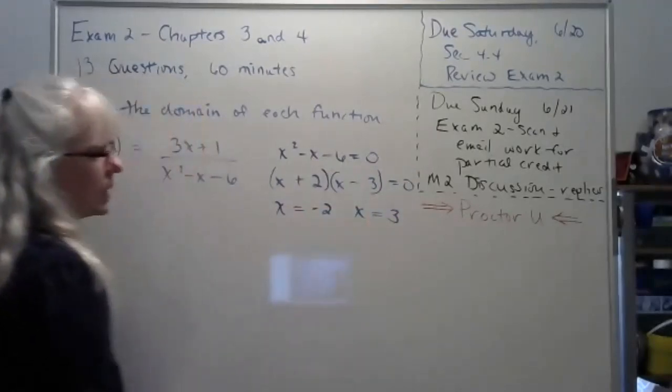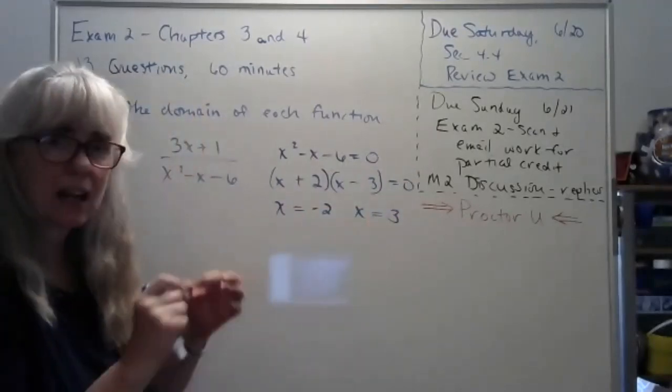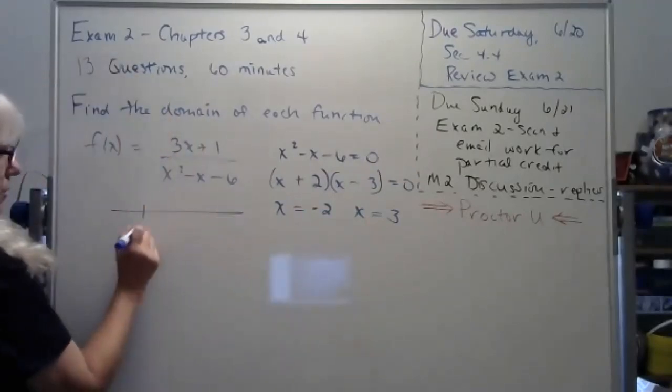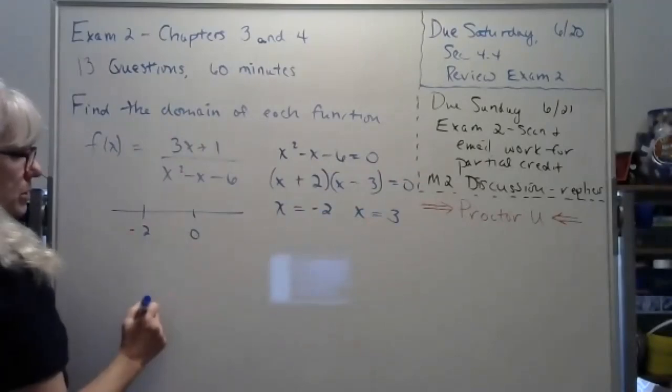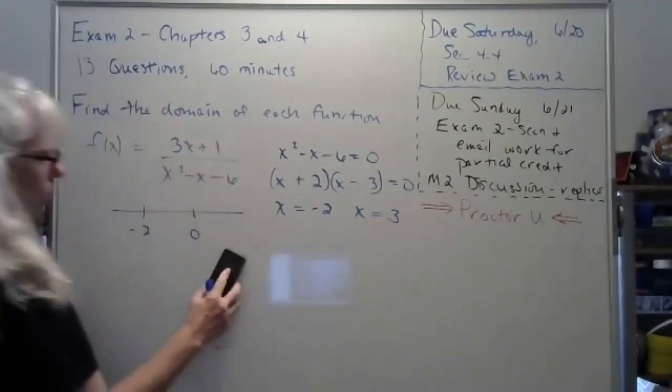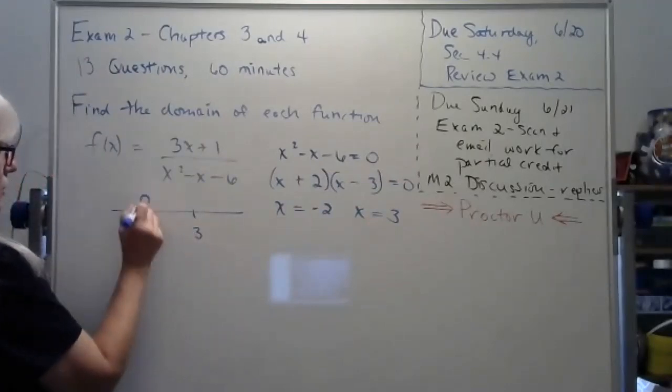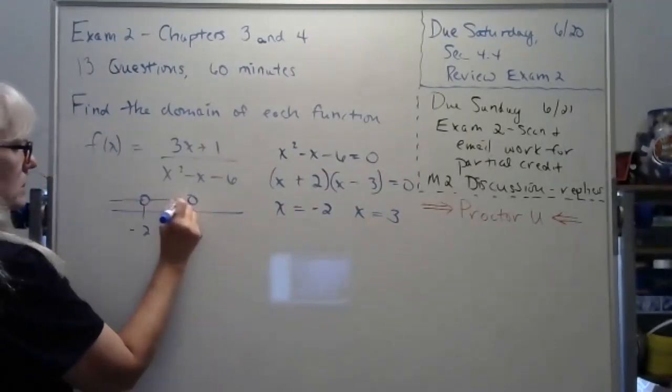And what you're going to recognize is that these are the two numbers we cannot use. So on our number line, we would have an open circle at negative 2 and an open circle at 3. I don't know why I wrote a 0, a 3. So I'll have open, open like this.